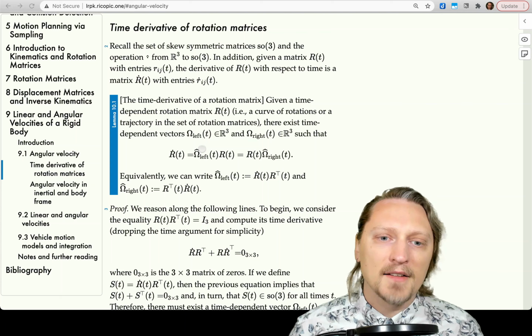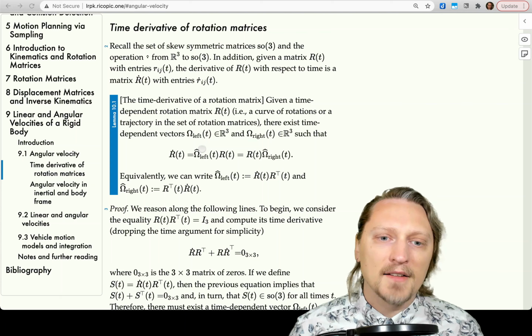Recall the set of skew-symmetric matrices SO3 and the operation from R3 to SO3. In addition, given a matrix R of t with entries R_ij of t, the derivative of R of t with respect to time is a matrix R dot of t with entries R dot ij of t.